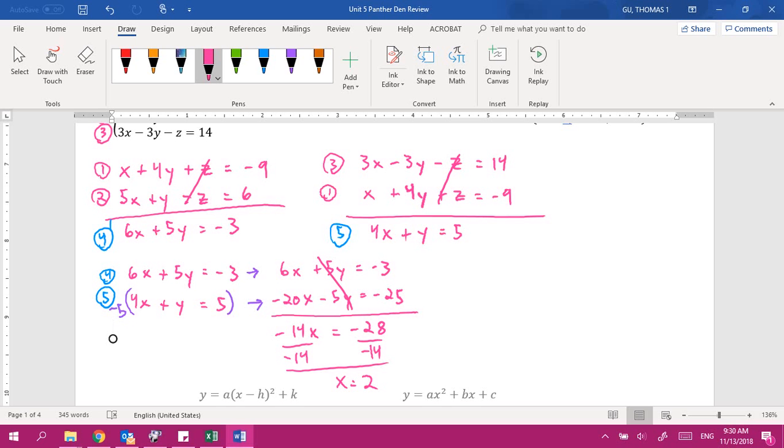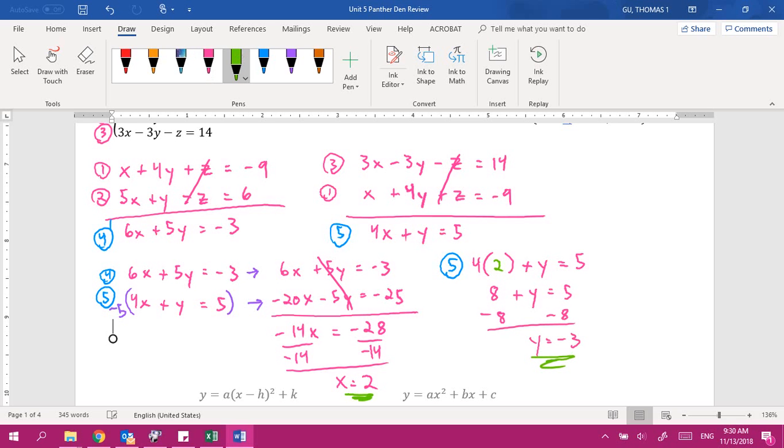So which equation, number 4 or number 5, do you want to use to find y? Which one looks easier? 5. So we can use 5. You can use either one, but you want to make it easy on yourself. So equation 5 was 4 times x. But what is x? 2. We just found this 2 right here. So it's going to be 4 times 2 plus y equals 5. So what is 4 times 2? So we have 8 plus y equals 5. And then what do I need to do to find y here? Subtract the 8. So y equals -3. And so now I have x and y. What's the last variable I need to find?